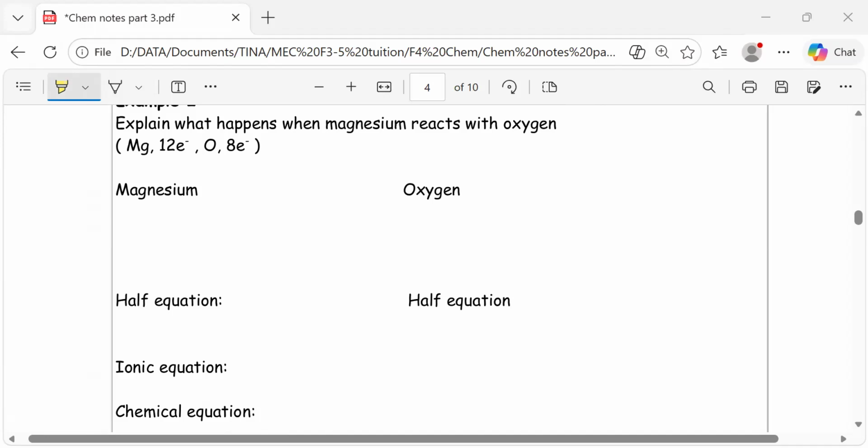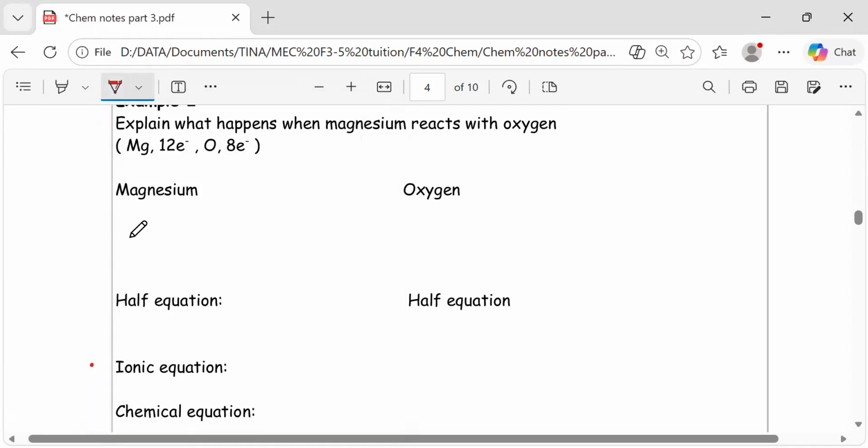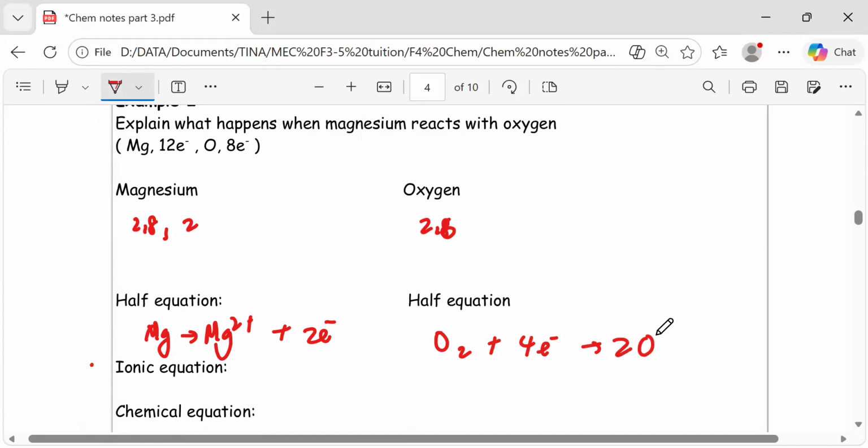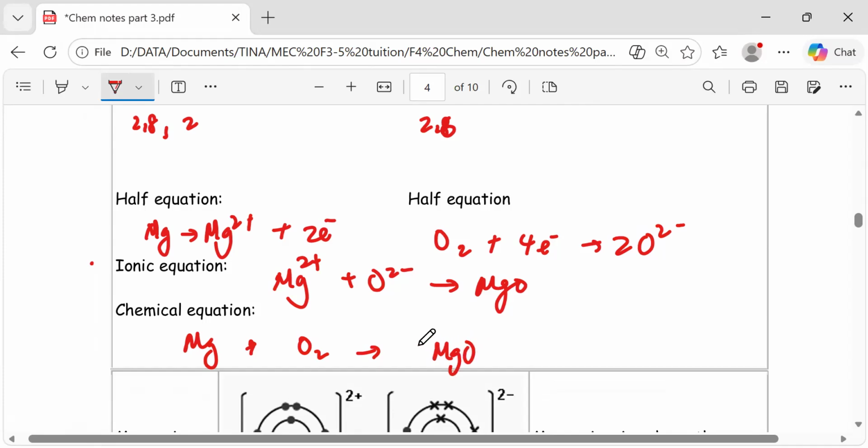Okay, ready? Okay, so magnesium 2, 8, 2, oxygen 2, 6. Half equation: Mg becomes Mg2+ plus 2e. Half equation: O2 plus 4 electrons becomes 2O2-, right? Ionic equation: Mg2+ plus O2- becomes MgO. Chemical equation: Mg plus O2 becomes MgO, put a 2 here, put a 2 here. Did you get this correct?